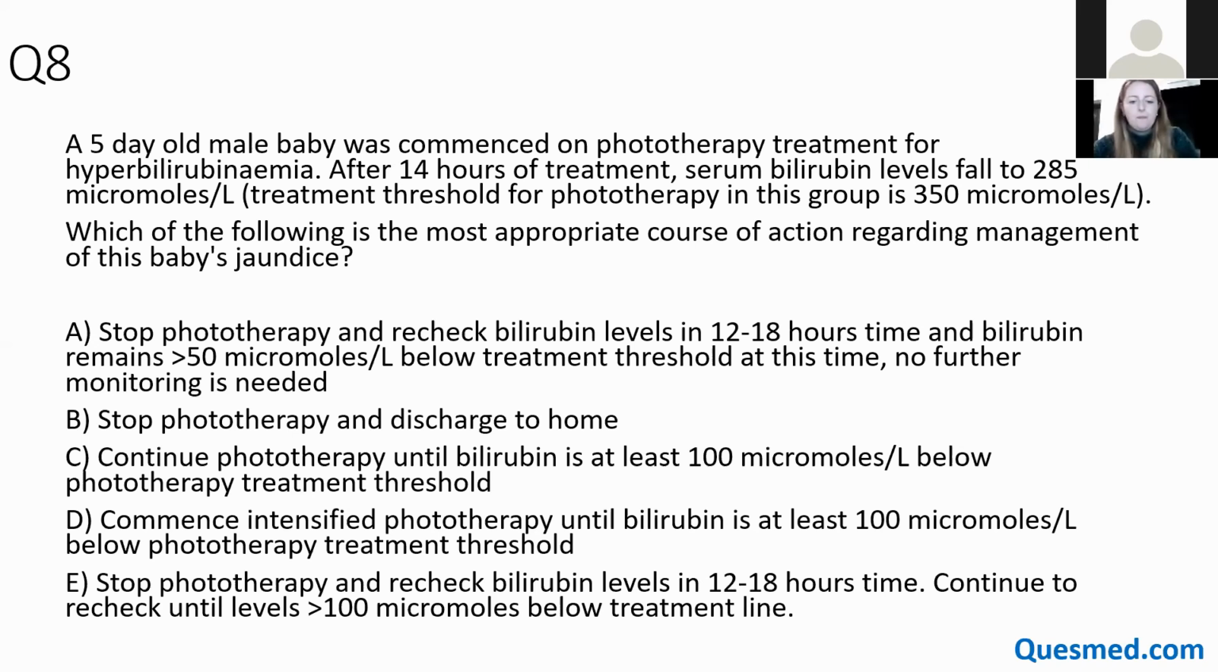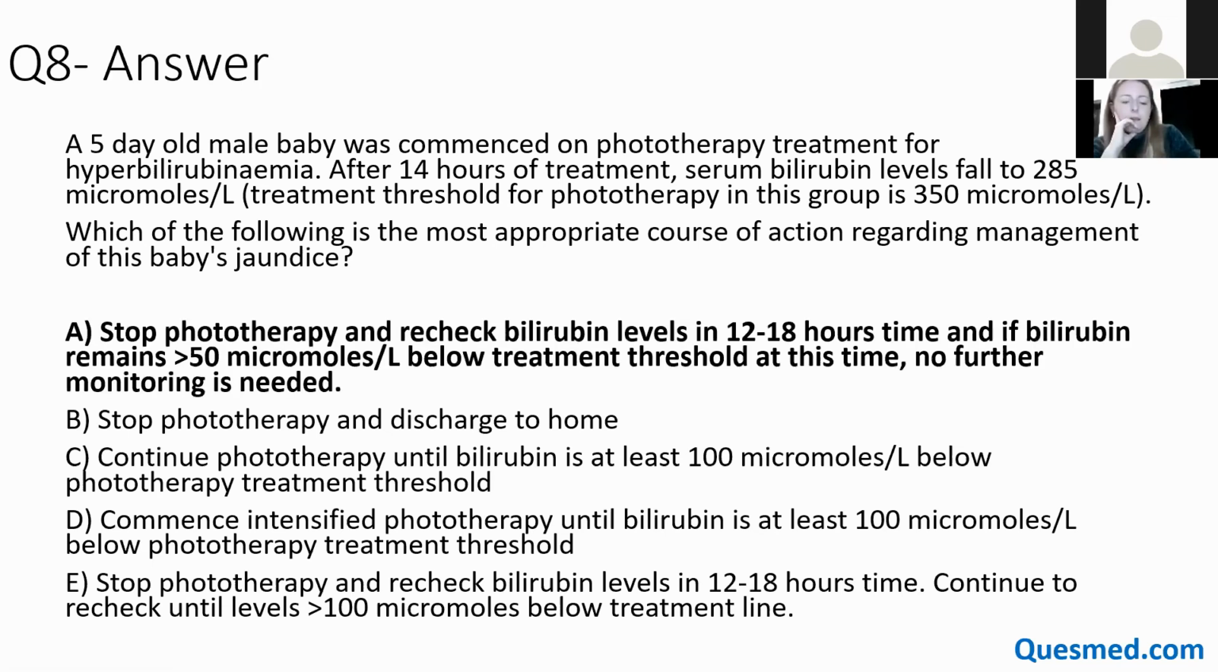Okay, let's see what you put. Ooh, split. Most of you went with A, a few of you with E, and then a few less of you with C. No one went for B or D. Right, let's see what the answer is. The answer is A. So you stop phototherapy and recheck bilirubin levels in 12 to 18 hours time. And if the bilirubin remains over 50 micromoles below the treatment threshold at this time, no further monitoring is needed. So I'll go on to talk about the management in the next slide.